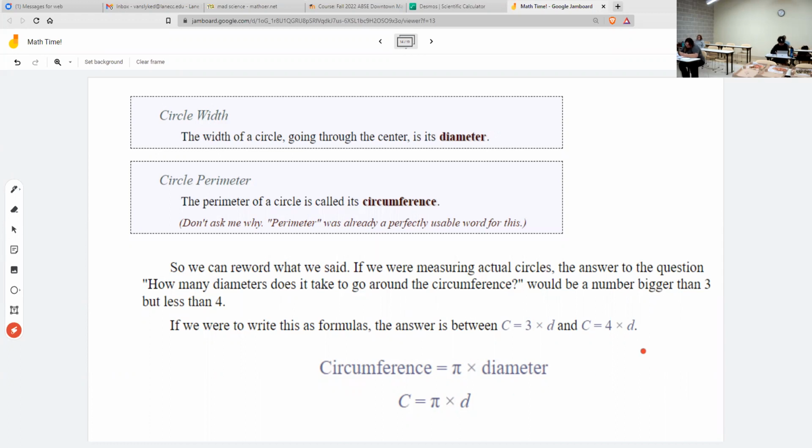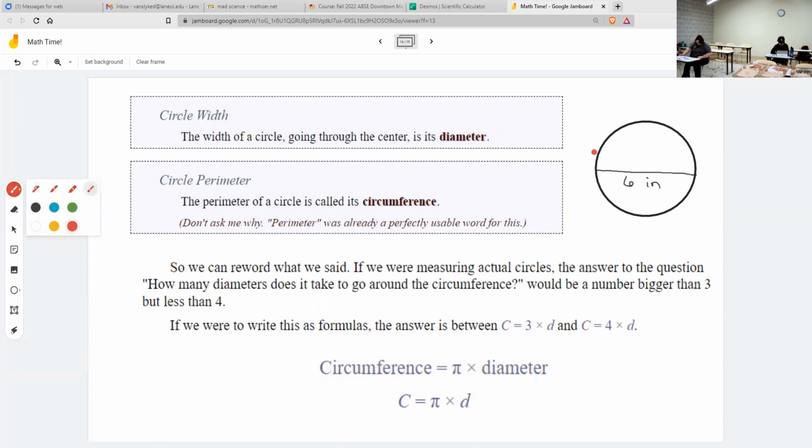So if we had a circle, and all the way across, let's pick a number. So you have a circle. We have 3s on the board already. Pick a number other than 3 and 4. 6. So this is 6 inches wide. So what's the distance all the way around the circle? 6 times pi.